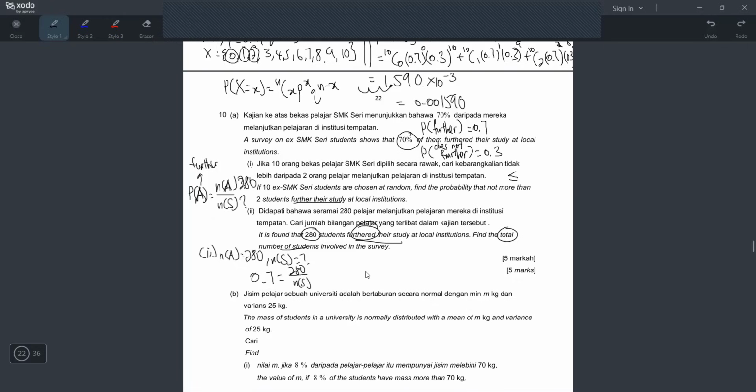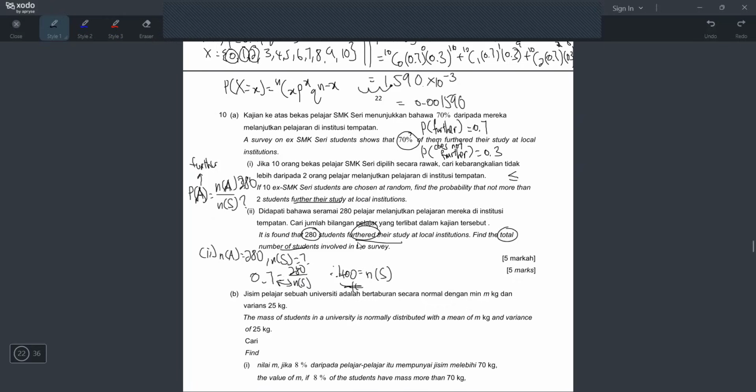All right. And then how to find the NS? I will just swap places. So 280 divided by 0.7, just press 280 divide 0.7. 400. It means the total number of students here is 400. All right, this is the answer, right? Okay, done. So this one is the answer.